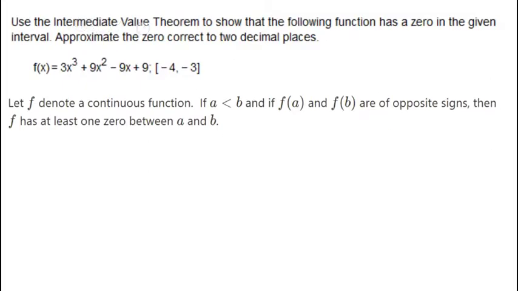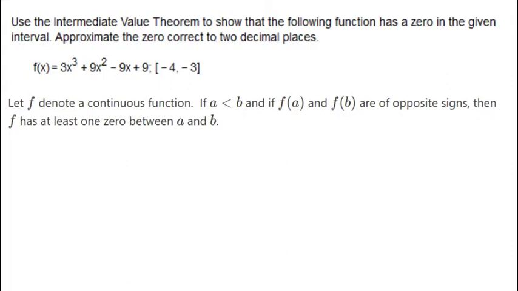Use the intermediate value theorem to show the following has a zero in the given interval. Approximate the zero correct to 2 decimal places. The polynomial function we're working with is f of x equals 3x cubed plus 9x squared minus 9x plus 9. And we want to show that it has a zero on the interval from -4 to -3.